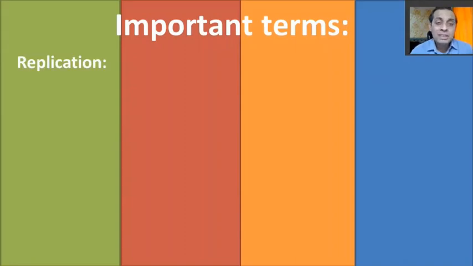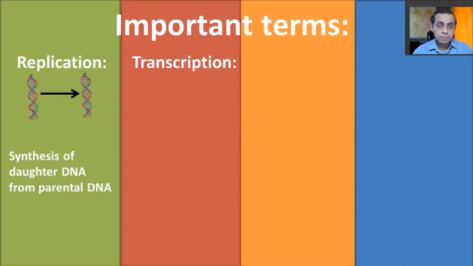Terms related to DNA and RNA. The first term is replication. It simply means DNA making another copy of the DNA. Replication means duplication. The second term is transcription. As I said earlier, DNA also is responsible for making RNA, and the process is called transcription.